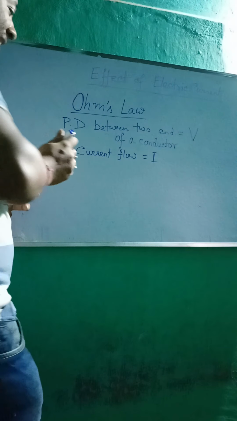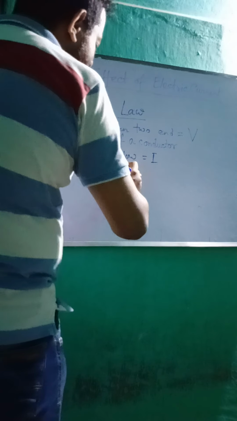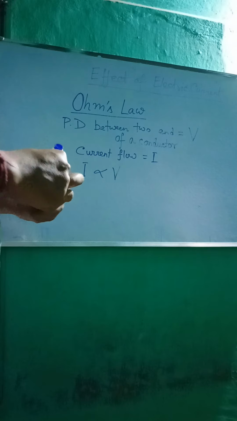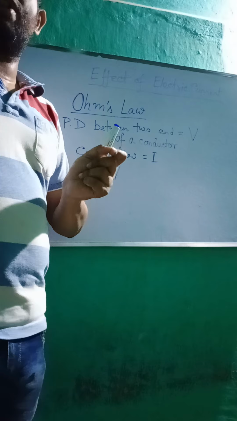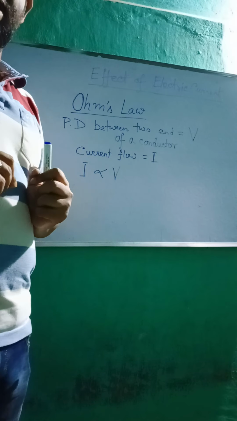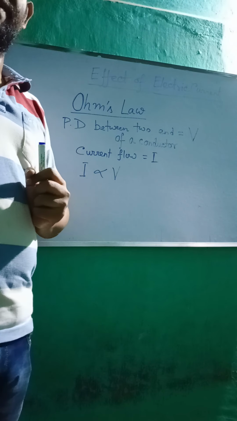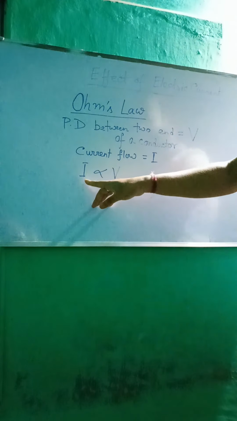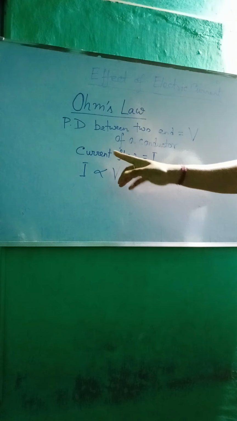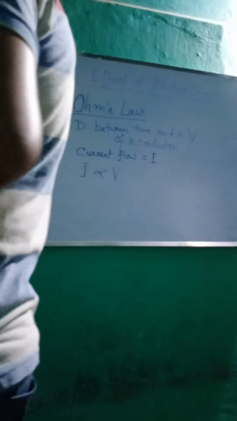According to Ohm's law, I is proportional to V. Current flow is directly proportional to the potential difference across the two ends of the conductor. Remember one thing, the temperature and other physical things remain constant, remain fixed. So current flow depends on the potential difference. How? Directly proportional.